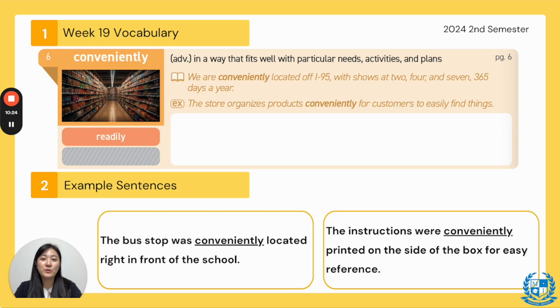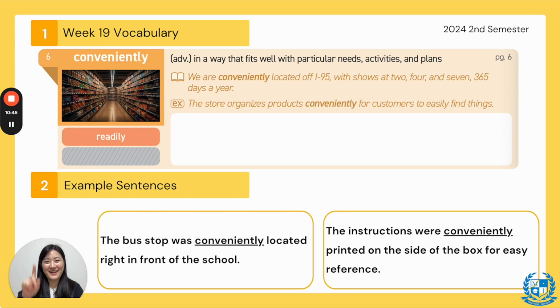In our book it says, we are conveniently located off I-95 with shows at 2, 4, and 7, 365 days a year. I-95 here is what we call a highway, a road that we drive. So it's located off that highway.